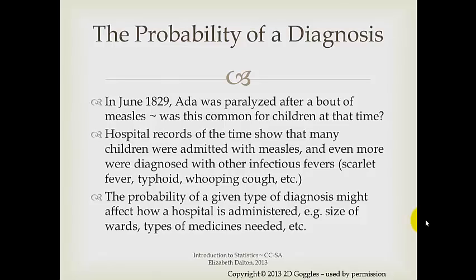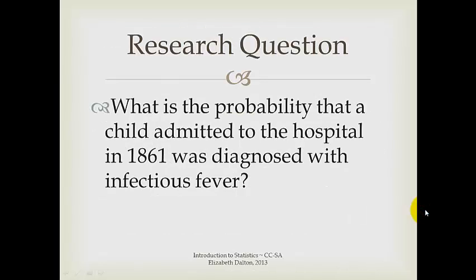And this could be relevant because the probability of a given type of diagnosis could affect how a hospital is administered. It might be important to have smaller wards because infectious fevers, of course, are infectious, unlike broken bones or nutritional problems, that sort of thing. Or it might affect the kinds of medicines that need to be ordered based on how many patients the hospital expected to have based on probability. So, my research question becomes, what is the probability that a child admitted to the hospital in 1861 was diagnosed with infectious fever?